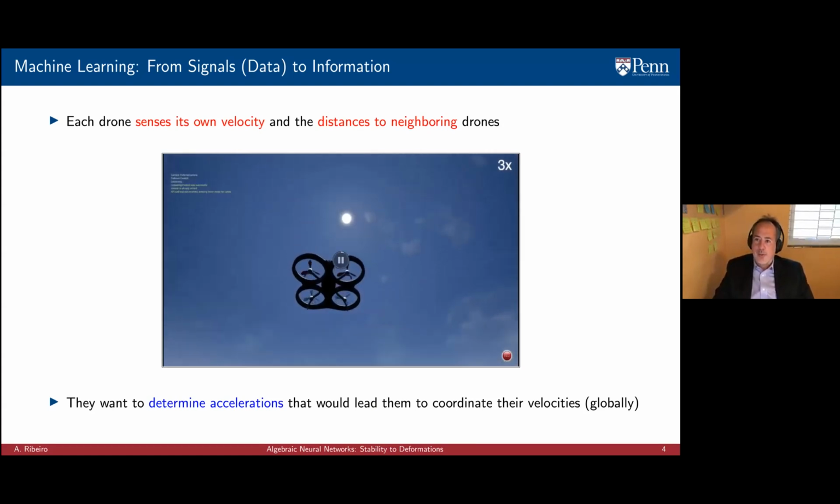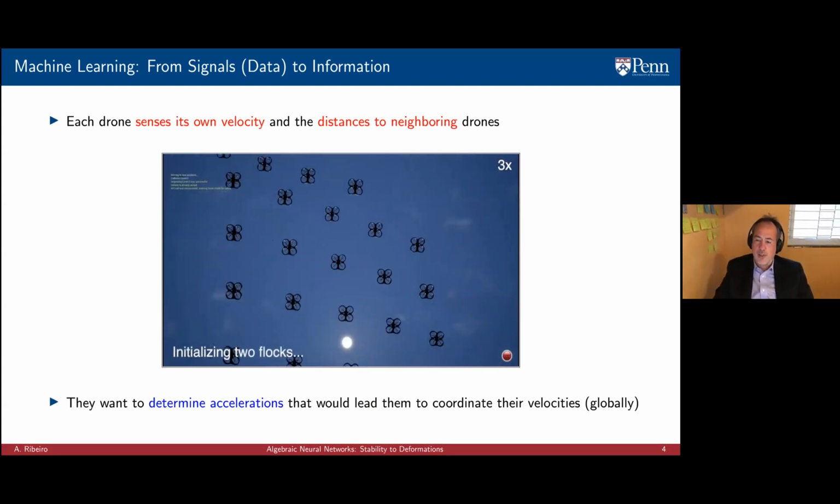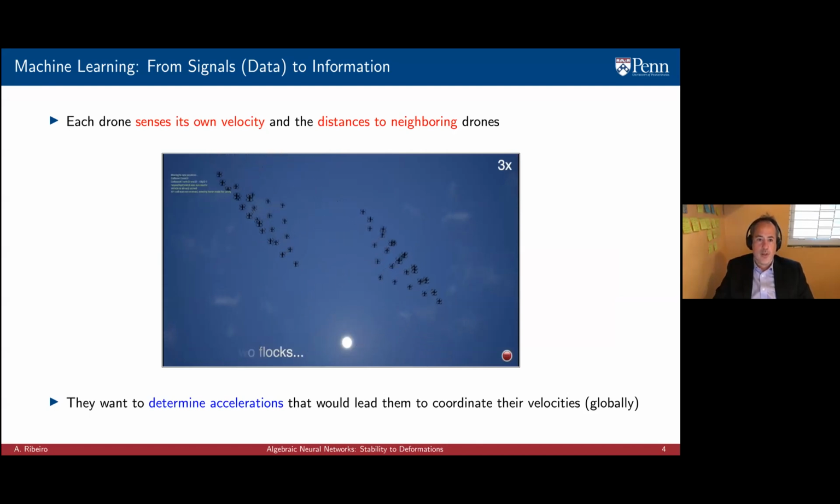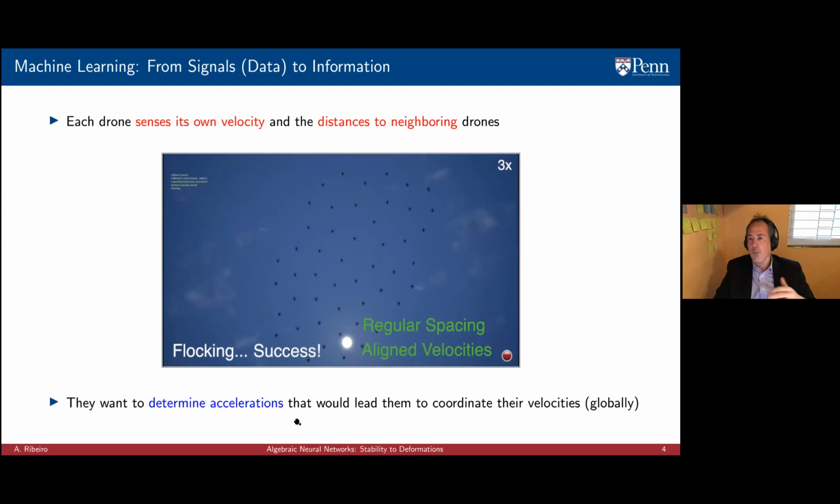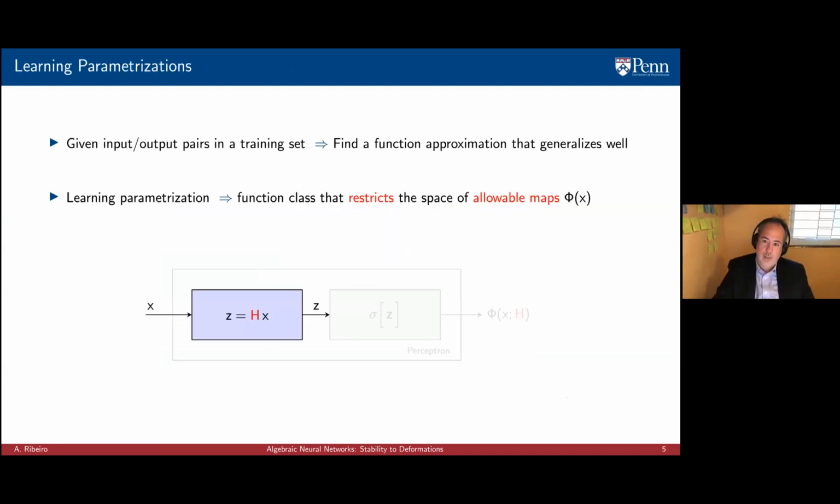Another example, which, as Fabian was reading my bio, goes to the core of the things that I care about in my research. We have here a team of drones that want to coordinate their velocity. Each of the drones senses their own velocity. They measure distances to neighboring drones, and out of that information, they want to determine accelerations that would lead them to coordinate their velocities globally. So the challenge here is that you are seeing local observations only, but you are trying to get global behavior to emerge.